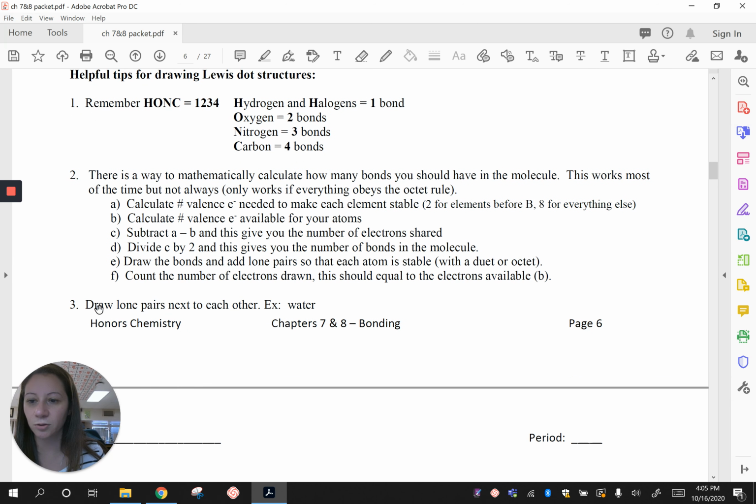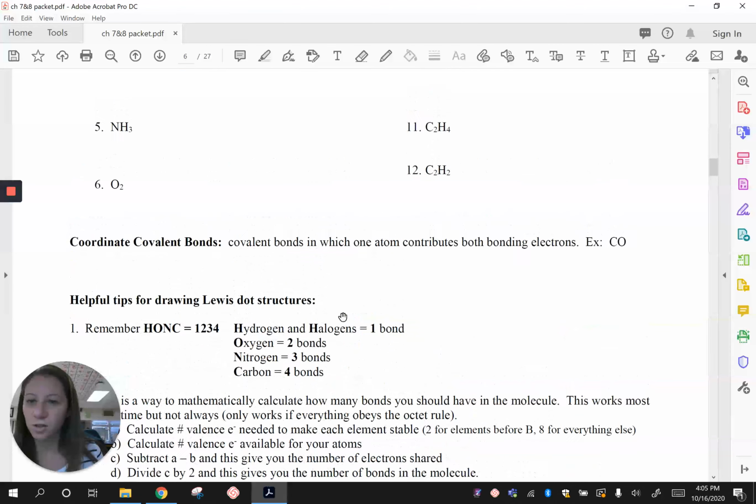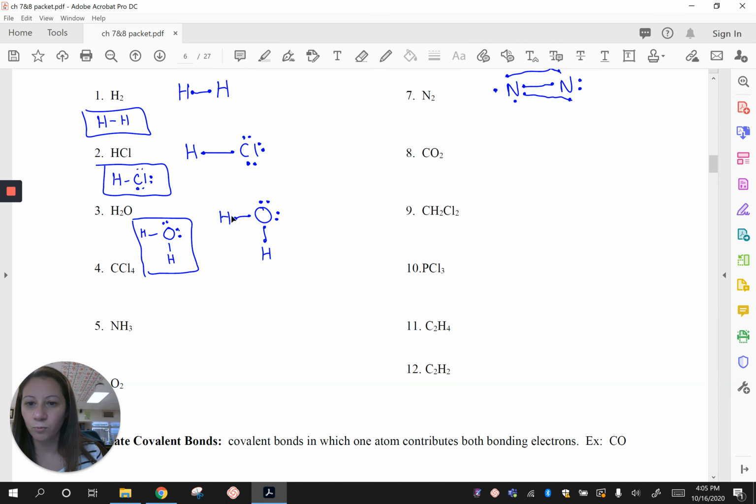Let's skip number 2. Let's go to number 3. Another tip is that you want to draw lone pairs next to each other, like in water. So let's go back to water. And we drew it this way. Another way to draw water, which is perfectly acceptable, is like this. And again, this is perfectly acceptable. Either one of those would get you all the points for drawing the Lewis dot structures.